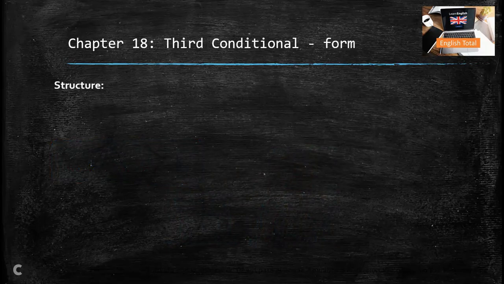This is the structure for the third conditional in English. You should remember that conditionals are normally divided into two sentences. In this particular case, often the first sentence starts with if, followed by the subject, then the verb had, or hadn't if the sentence is negative, and the main verb in participle form. Easy, right?